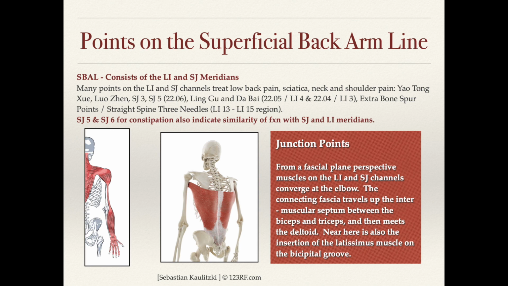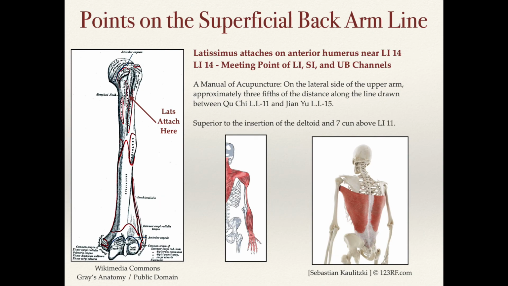So this is a really simple and very clearly effective way to feel this fascial plane inside your body, in the way that the arm muscles and fascia connect to the back muscles and the traps and the lats. Let's look a little closer at this on the next slide. It reads points on the superficial back arm line. So here on the left, you see an image of the humerus. And this is an anterior view as well.